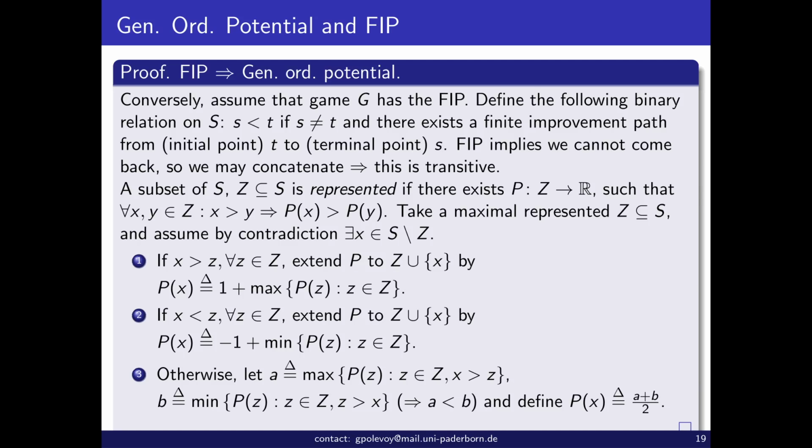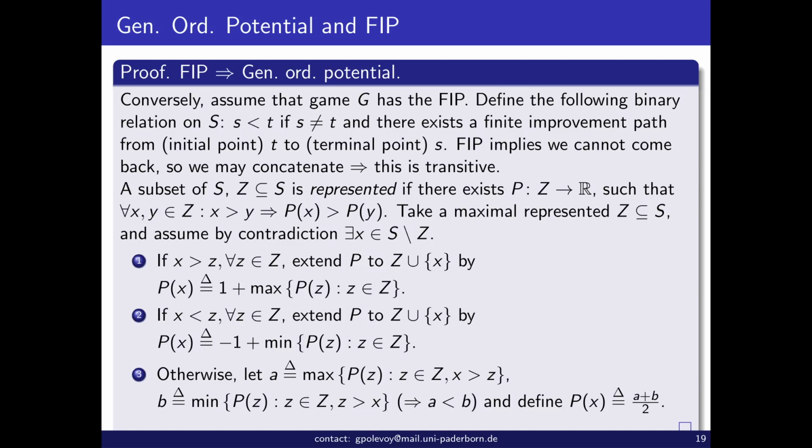So, conversely, assume that the game has the finite improvement property. And we want to define a generalized ordinal potential. Now we define a binary relation on the set of strategies. Basically, we define which two ordered strategy profiles are related in a certain way. We define that profile S is strictly smaller than profile T in the sense that we define now.